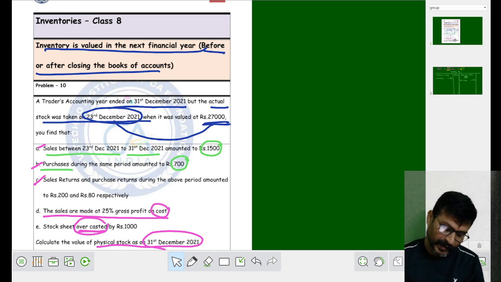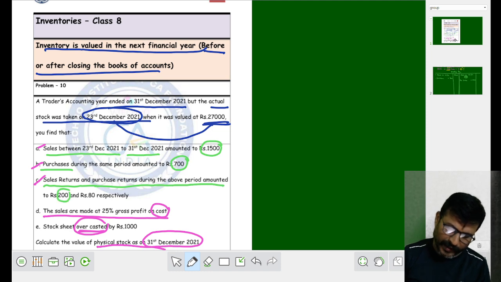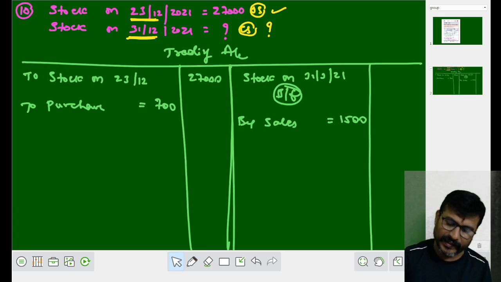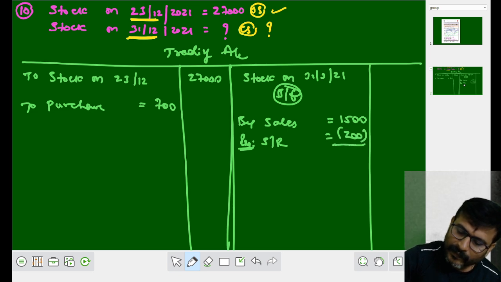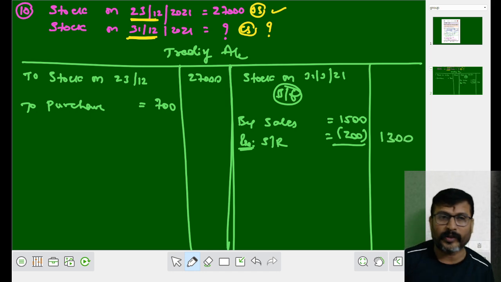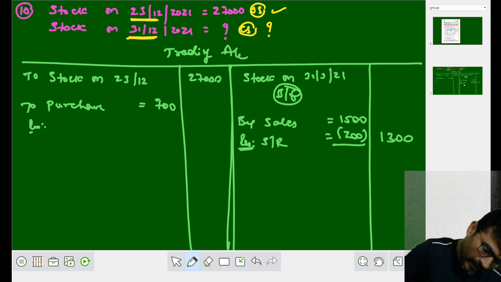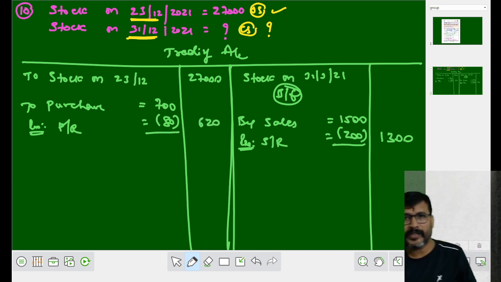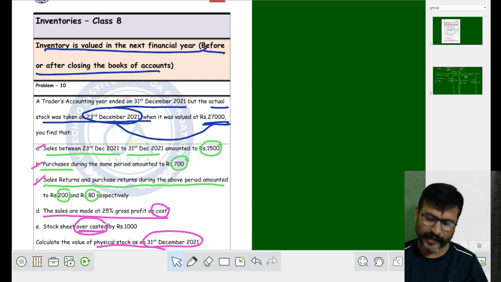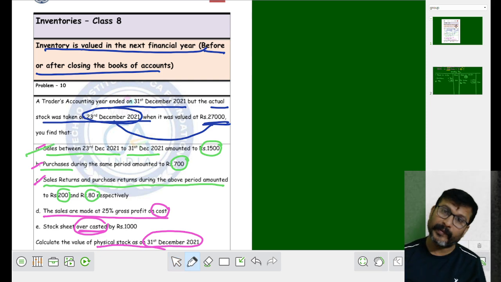Then sales returns and purchase returns during the above period is 280 rupees. How much sales returns? 200. Take 1300 in the outer column. How much purchase returns? It is an amount of rupees 80. It comes to 620. Correct? See what next. So, sales completed, purchases completed, returns completed.